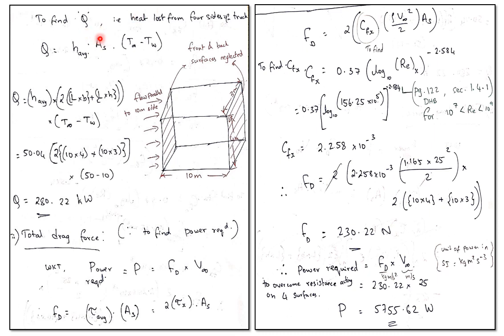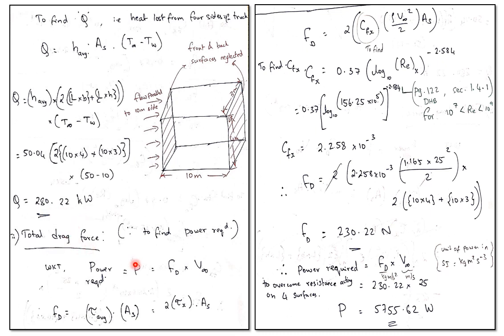Next, to find Q, the heat lost from the four sides. According to Newton's law of cooling, Q is h A delta T. Here h average is used, and the surface area, because it is a cuboid, you can take as 2 times length into breadth plus length into height. Substitute the values of h average, 2 into length into breadth plus length into height, into 50 minus 10. 50 is the free stream temperature of the fluid and T_W is the wall temperature. You get the heat loss Q.